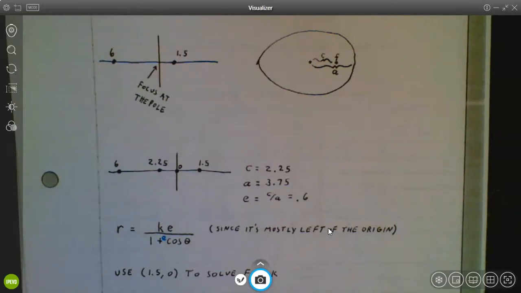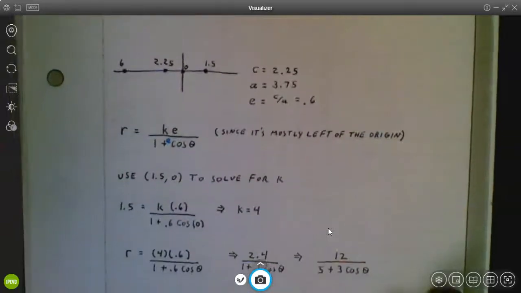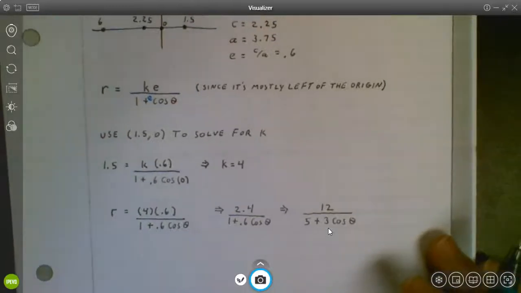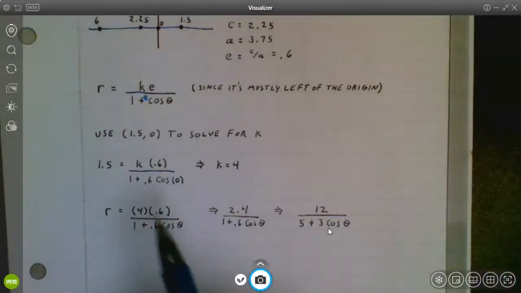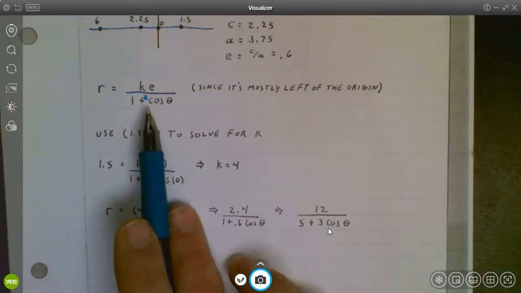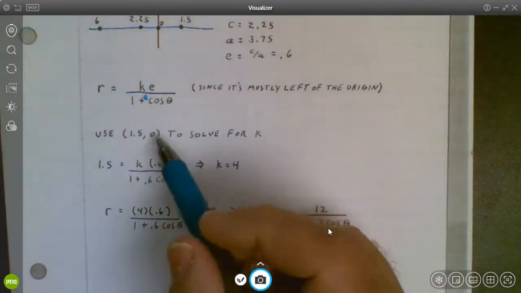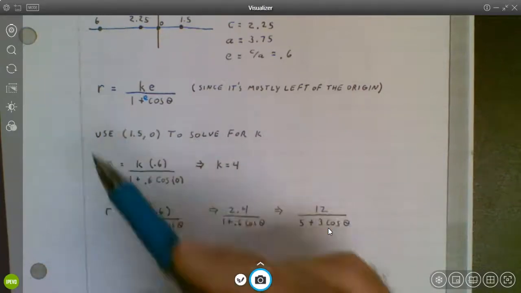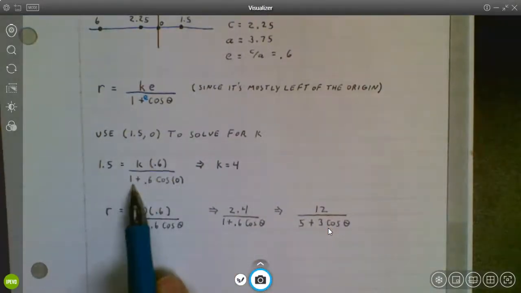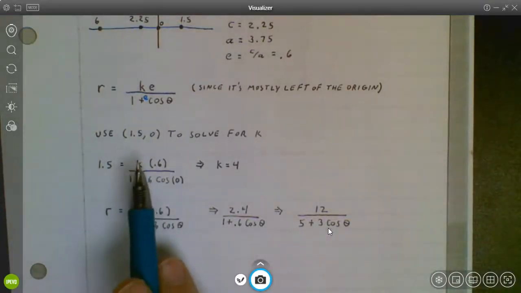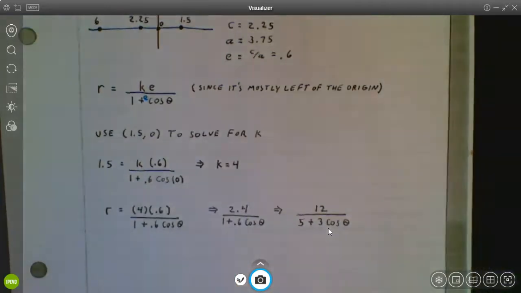Once we know that, we're actually going to use this whole formula to solve for K, because we don't know what K is yet. Slide that up. So we're going to use one of the points that they gave us, and we're going to plug it into this formula in order to solve for K. So we're going to put our 0 in for theta and our R value in for R. So it's going to look like this. And of course we put in the 0.6 for E. And so now we just have to get K by itself. And if you get K by itself, you're going to come out with K is 4.